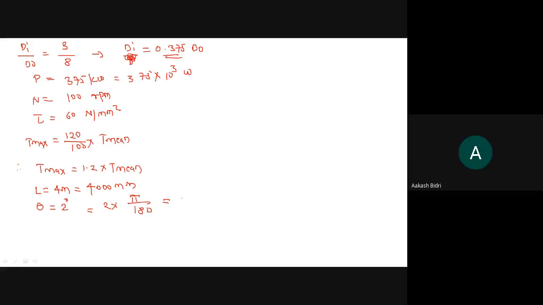What will be the theta? 0.034. Again, what value? The total value we have to consider is 0.0349. Correct? Yes, you have to consider all the digits. Once you convert theta from degree to radian, you have to take all the digits. So this theta will be available in radian, and you have to take this radian value only for further diameter calculation.